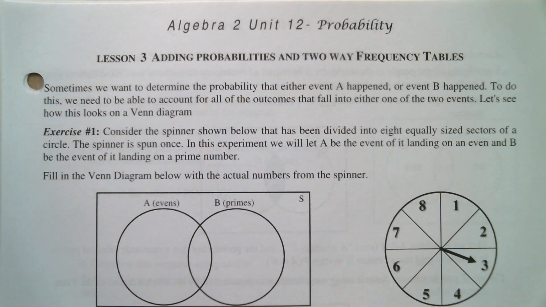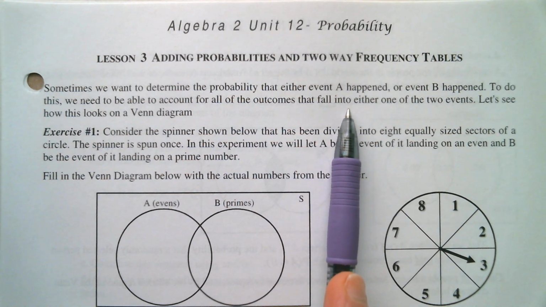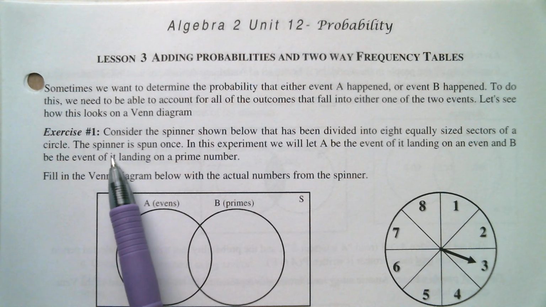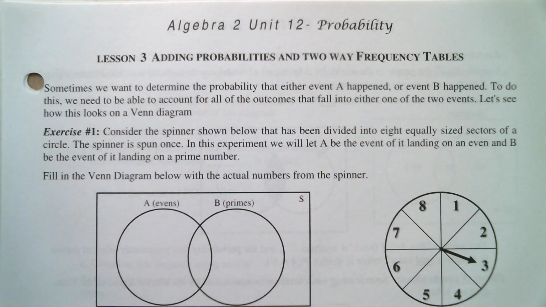All right, so we have to get into a little bit of notation. So first here, sometimes we want to determine the probability that either event A happened or event B happened. To do this, we need to be able to account for all the outcomes that fall into either one of the two events. Let's see how this looks in an event diagram. So exercise number 1, consider the spinner shown below that has been divided into 8 equally sized sectors of a circle. The spinner is spun once.